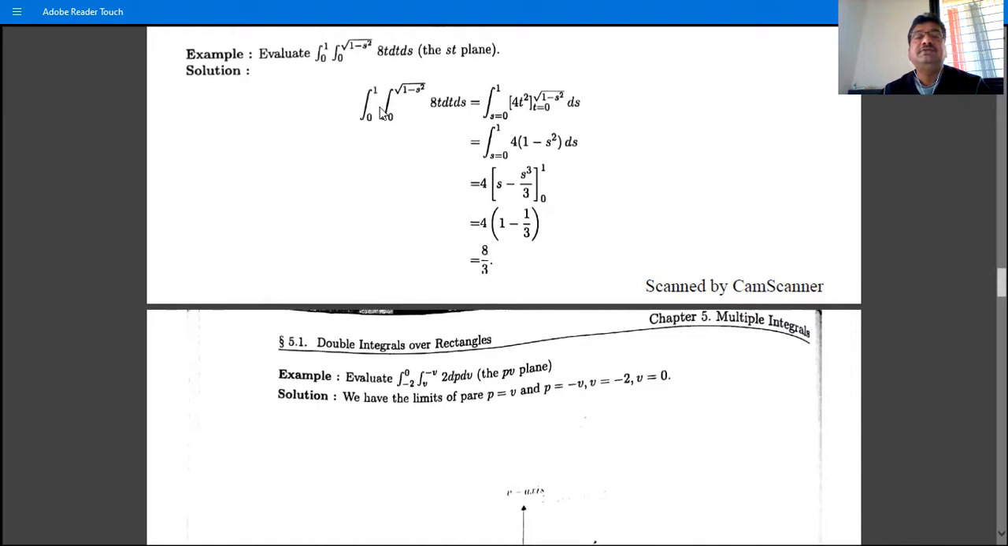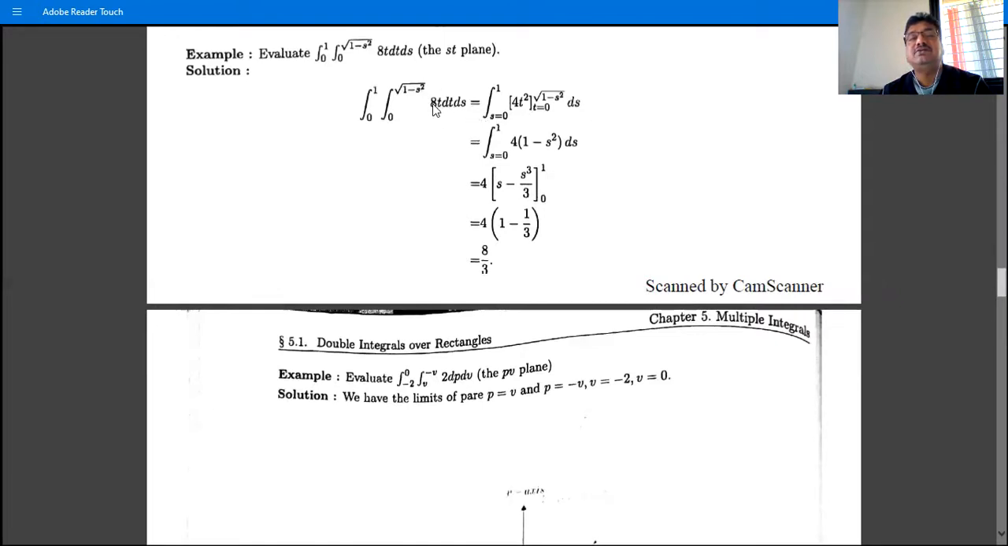So integral from 0 to 1, integral from 0 to root 1 minus s squared, 8t dt ds. The limit 0 to root 1 minus s squared is on t. So integrate with respect to t first, because the limit of t is in terms of a variable, and this 0 to 1 is the limit on s, meaning the limit of s is constant. So after integrating with respect to t, then integrate with respect to s.